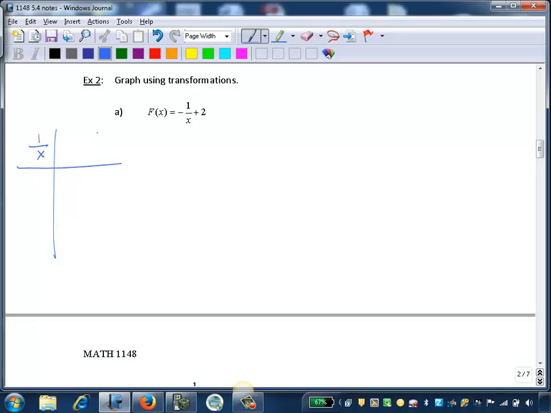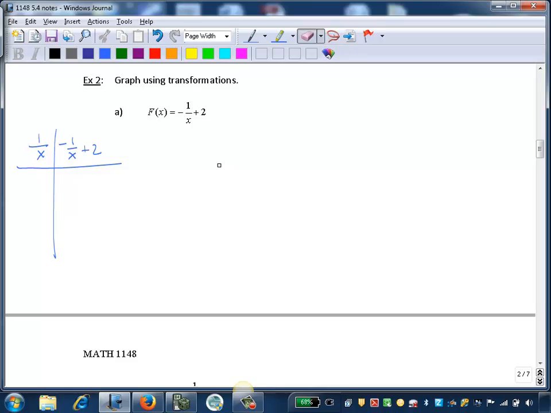Then we're going to be listing key points and features on the 1 over x graph, and then we'll list the new corresponding key points and features on negative 1 over x plus 2. Now we remember when we look outside the grouping symbol of a function, we're looking at vertical changes from its parent function, and when we look inside the grouping symbol, we're looking for horizontal changes.